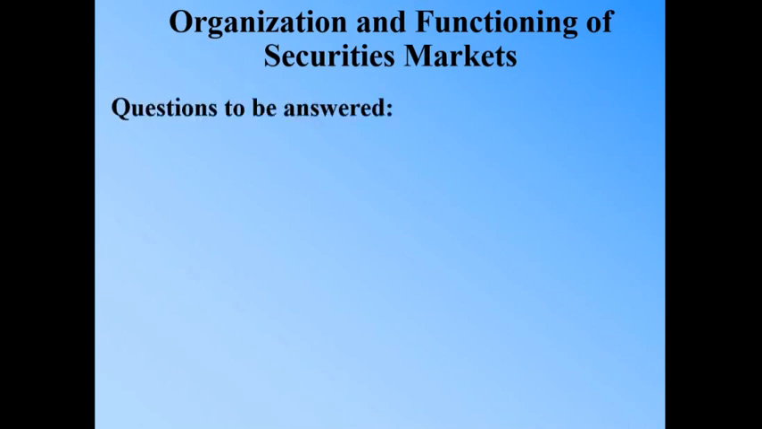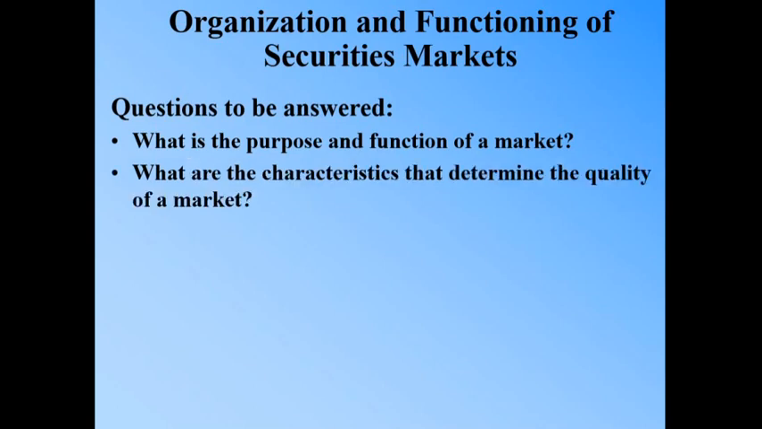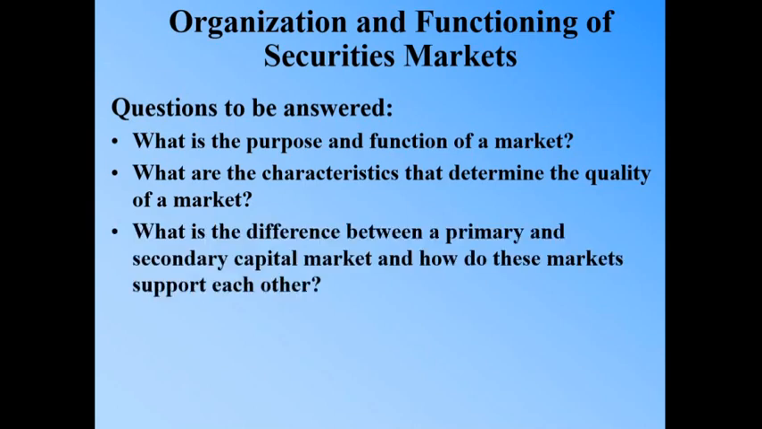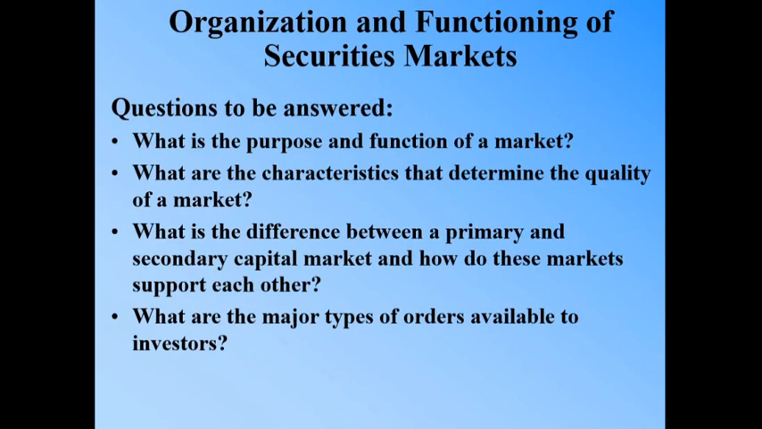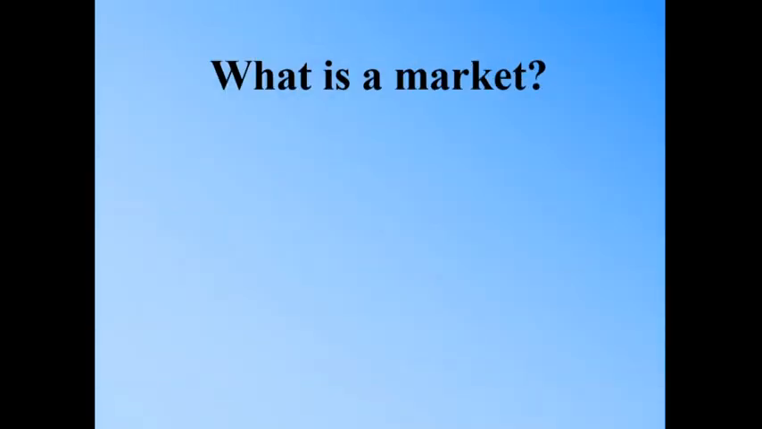Before going ahead, by the end of this presentation, you should be able to answer some questions which are given below. What is the purpose and functioning of a market? What are the characteristics that determine the quality of a market? What is the difference between a primary and secondary capital market, and how do these markets support each other? What are the major types of orders available to investors? And lastly, how to determine profit or loss and the rate of return on different transactions that you make in the market.